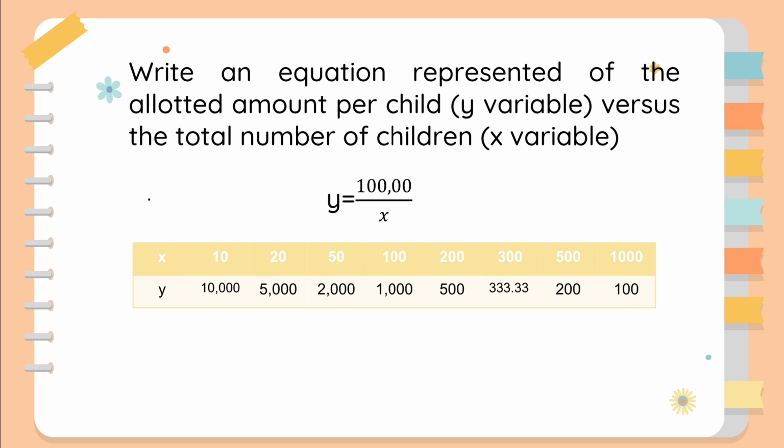Here, we assume that if the barangay has 10 children, each child will receive 10,000. If there are 20 children, each child will receive 5,000. If there are 50 children, each child will receive 2,000. And if the barangay has 100 children, each child will receive 1,000, and so on.